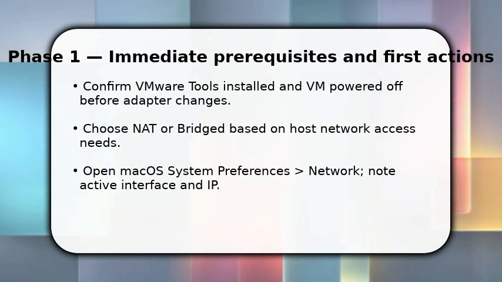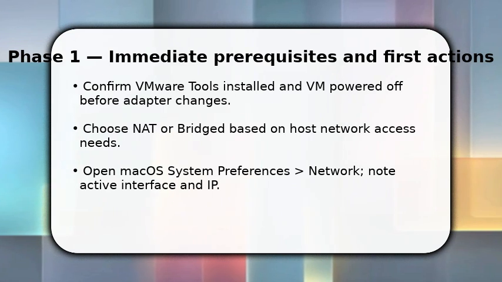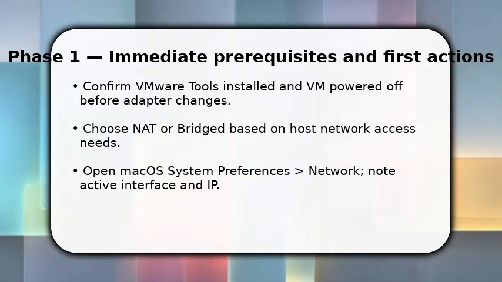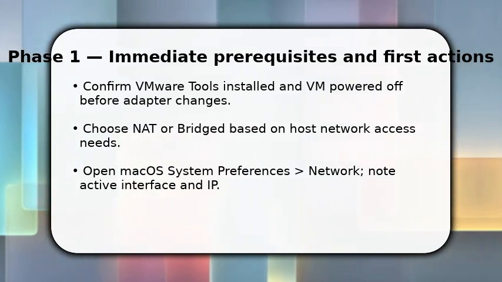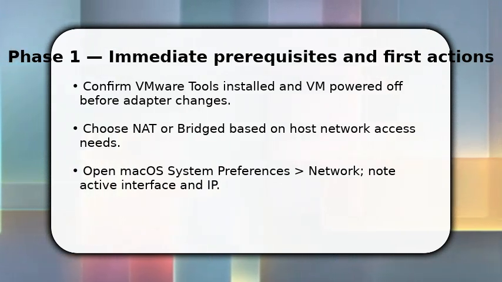Enjoy the video. You start by confirming VMware Tools is installed because it provides drivers and network stability. Then, with the VM running, check whether VMware is using NAT or bridged networking. This determines how the VM gets an IP.